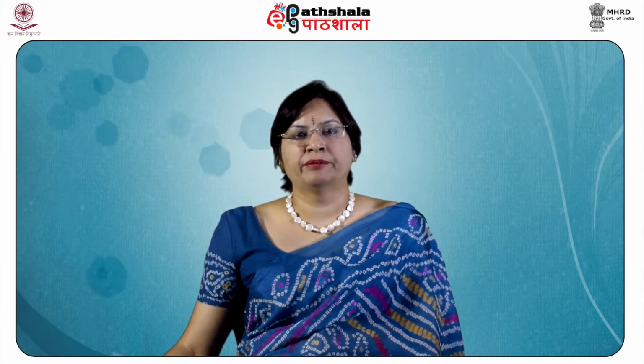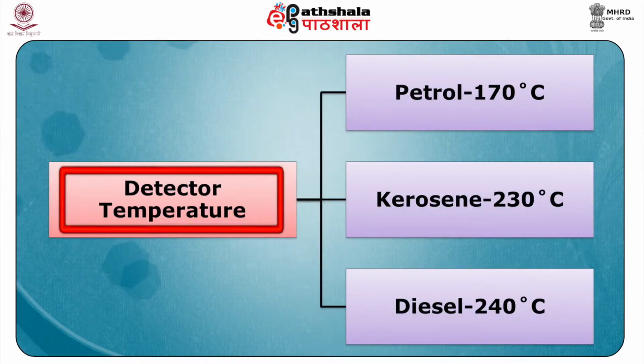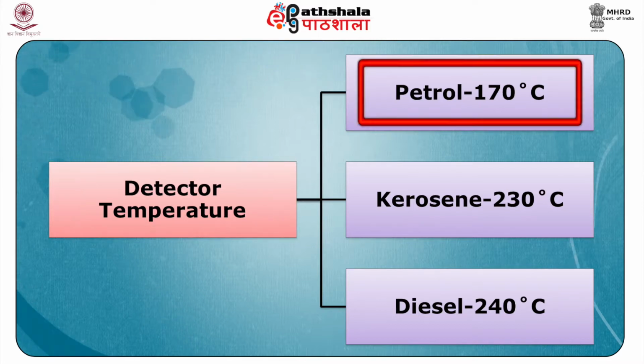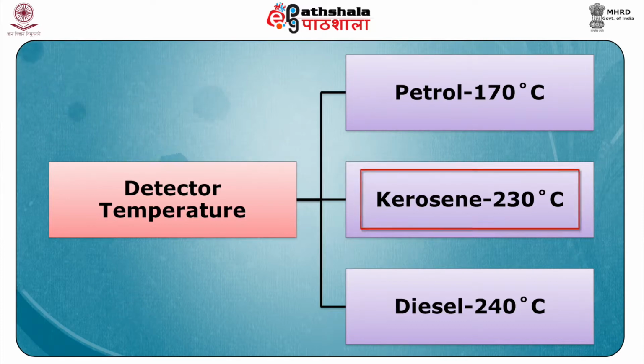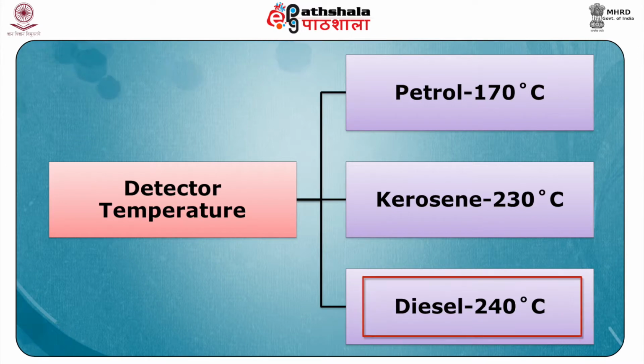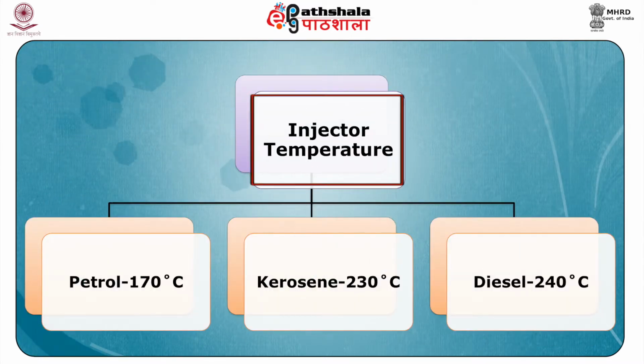After the oven temperature programming, let us now understand the detector temperature setting. At the detector level, the temperatures are set. For petrol it is 170 degrees centigrade, for kerosene it is 230 degrees centigrade, and for diesel it is 240 degrees centigrade.